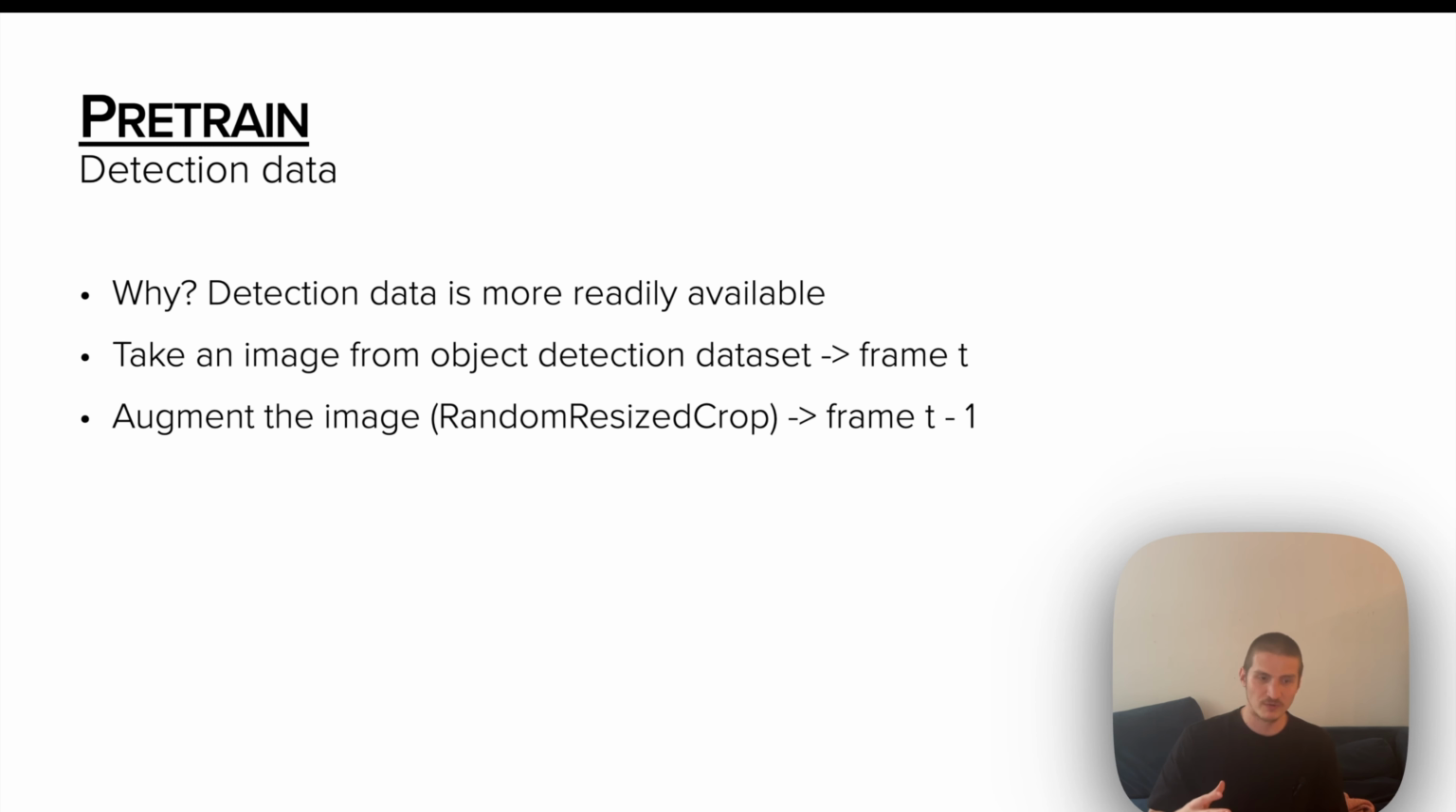And then we perform some image augmentations like random resize crop, and basically create a different version of the image. And we consider this different version of the image to be like the previous frame. So it will be slightly different, and you'd still get some useful signal, and you would train the model to look at a slightly different image as if it was the next frame, and learn to connect the objects and track the objects from the previous frame to the next one.